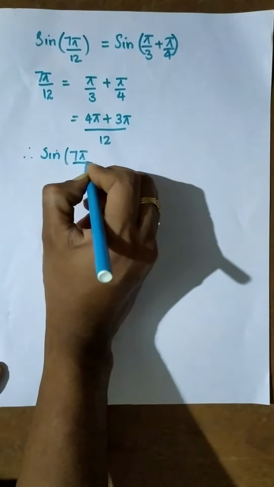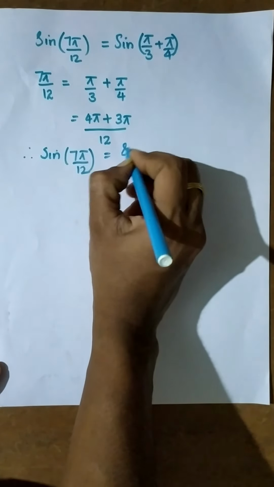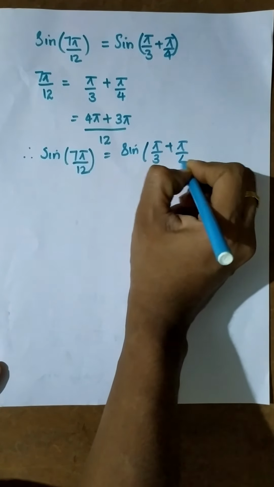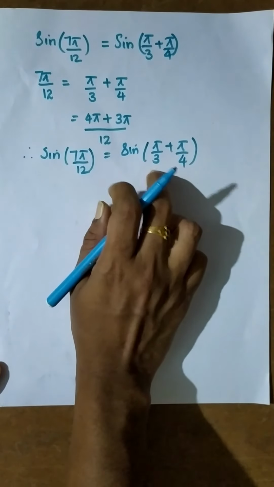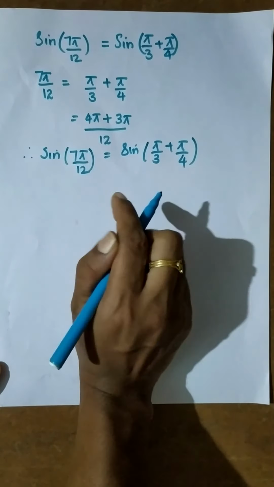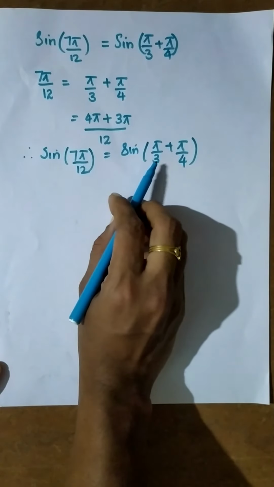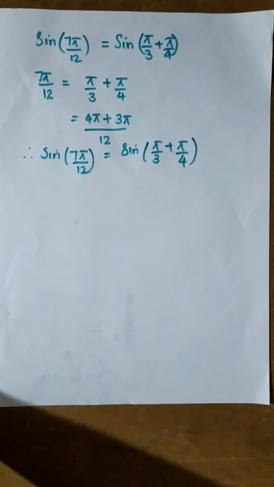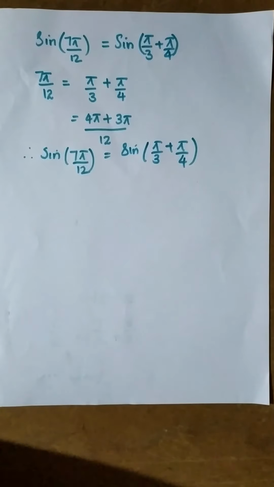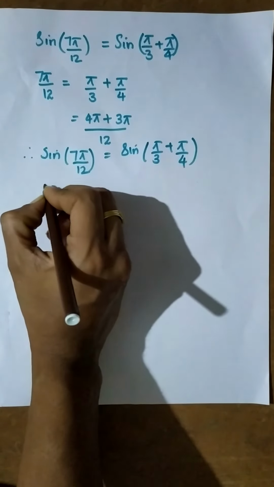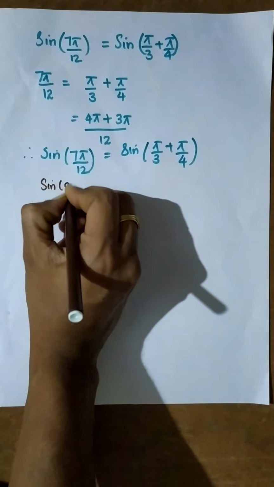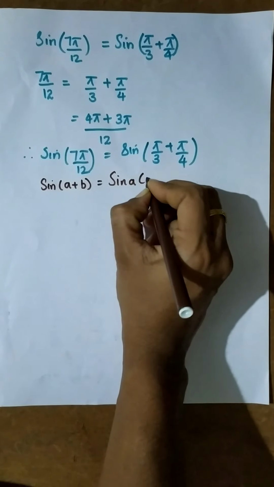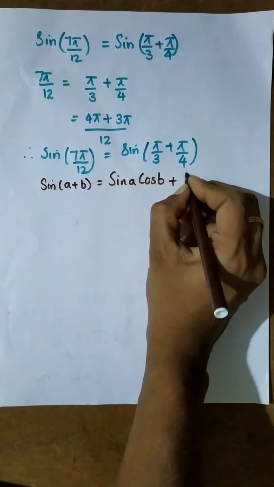Therefore sine 7 pi over 12 is equal to sine of pi over 3 plus pi over 4. Now this is of the form sine A plus B, where pi over 3 is in the place of A and pi over 4 is in the place of B. We know that sine A plus B can be written as sine A cos B plus cos A sine B.